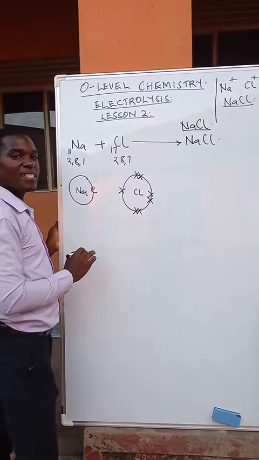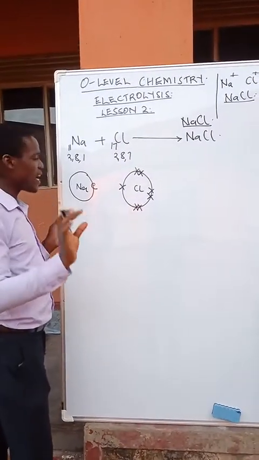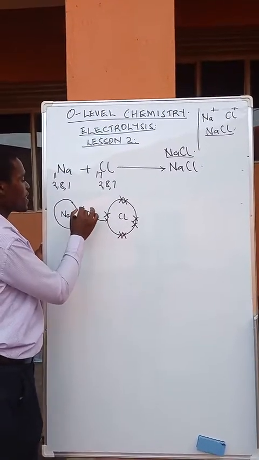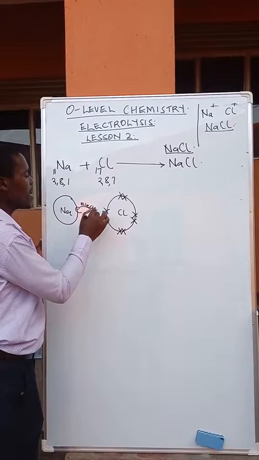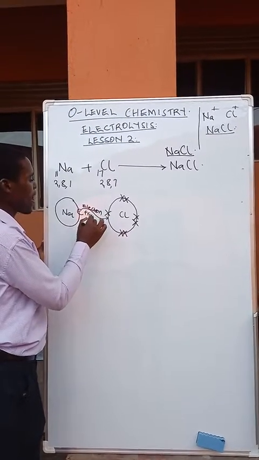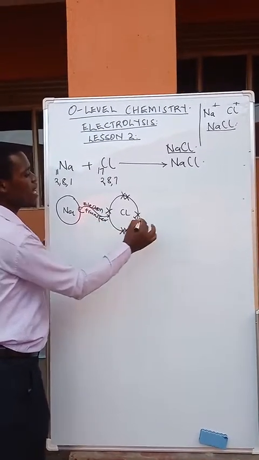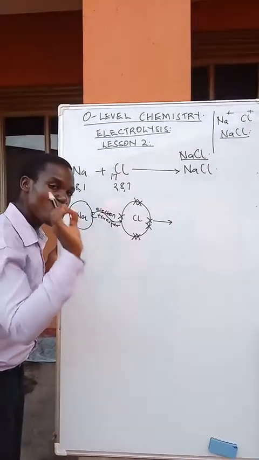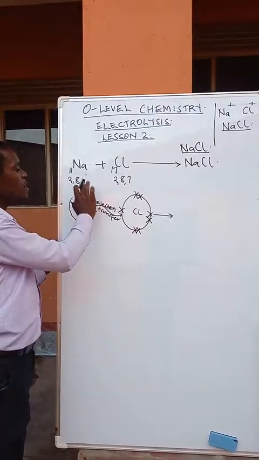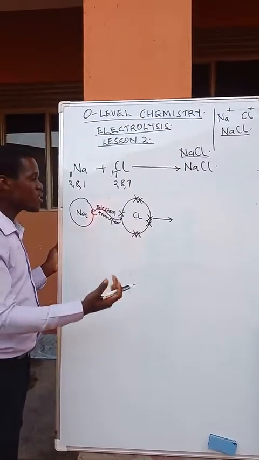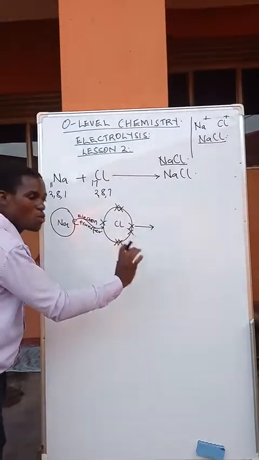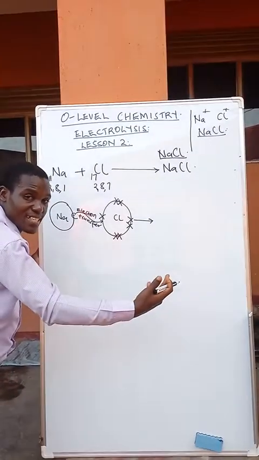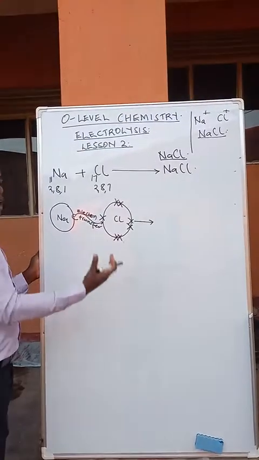So what happens in ionic bonding? What happens in ionic bonding is the complete transfer. In fact, along with this arrow, you can write electron transfer. In ionic bonding, what happens is the complete transfer of the valence electron or electrons of the metal atom to the non-metal atom. So that means that the metal atom loses, you understand, and then the non-metal atom gains.